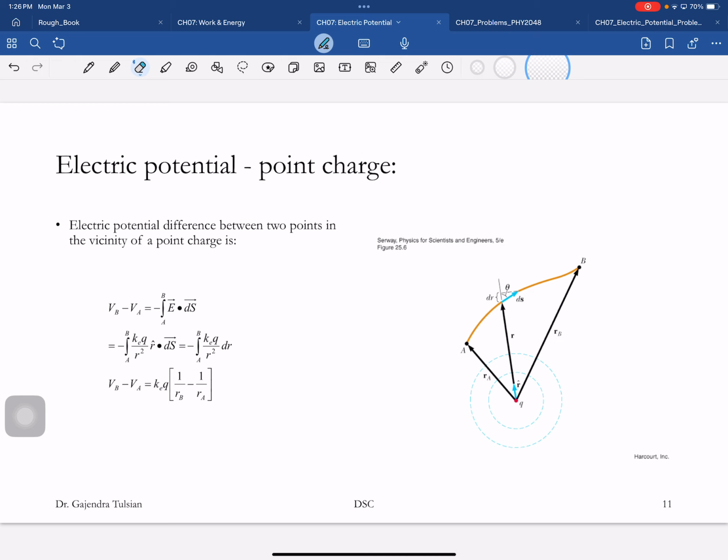This will give you the electric potential for a point charge. If you have a point charge, the electric potential at that distance is a scalar quantity. This is Coulomb's constant, this is the charge, divided by the distance. If the charge is positive, the electric potential is positive at that point. If the charge is negative, the electric potential is negative. As you go further and further away, the magnitude of the potential decreases.